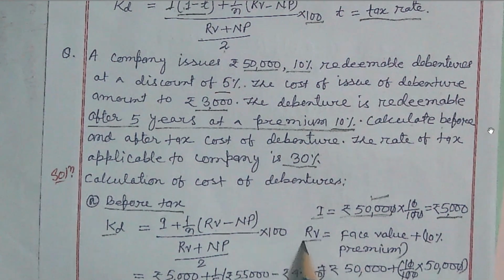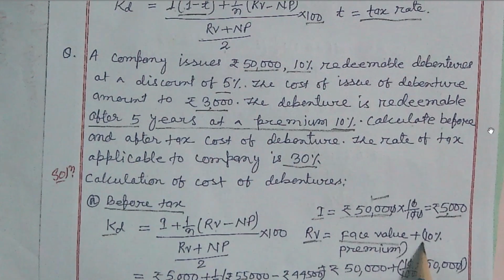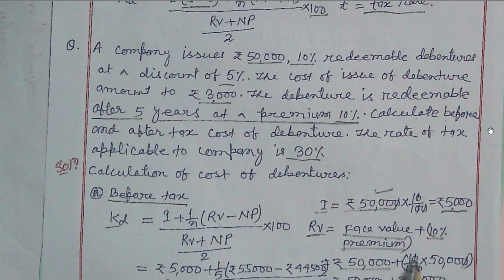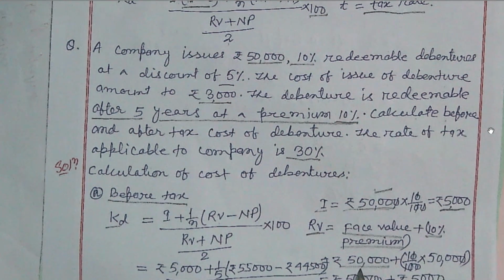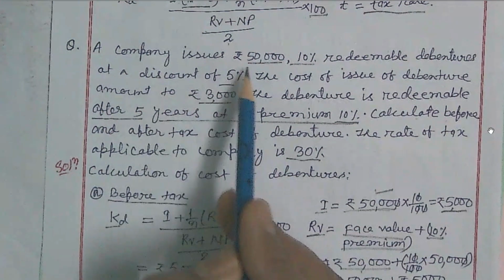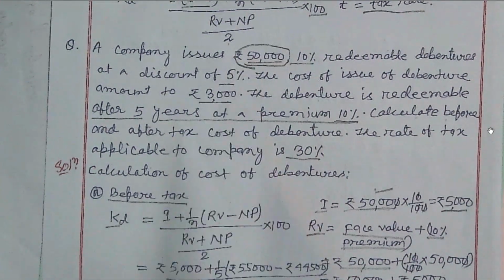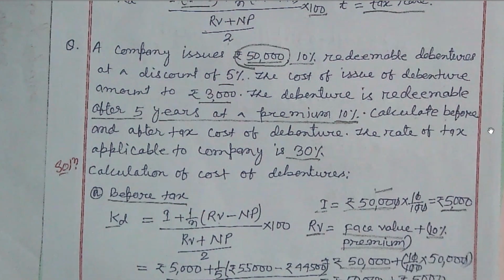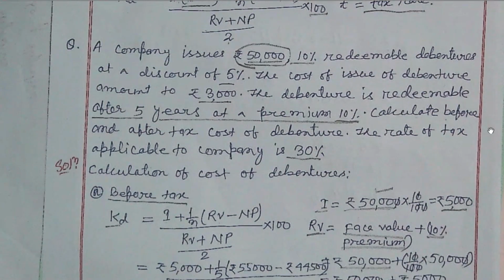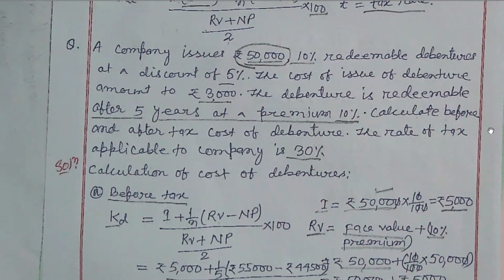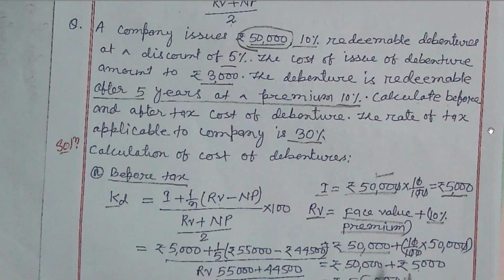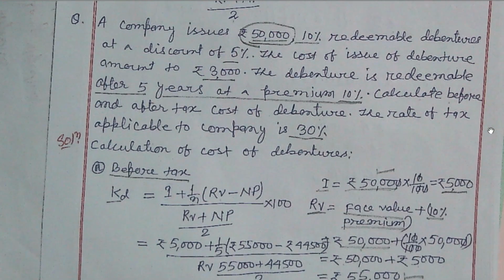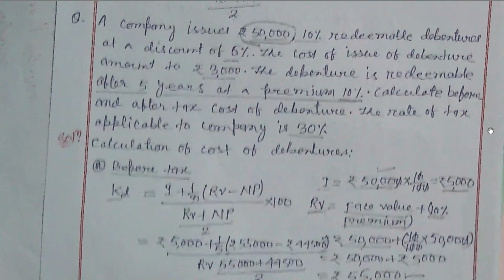This is the calculated redeemable value: face value plus 10% premium. So the face value is 50,000 plus 10% of 50,000, not the net profit. Face value we always consider. So 5,000, and 50,000 plus 5,000 is 55,000. It means that after 5 years the company is going to redeem to debenture holders rupees 55,000. So this is the redemption period, 5.